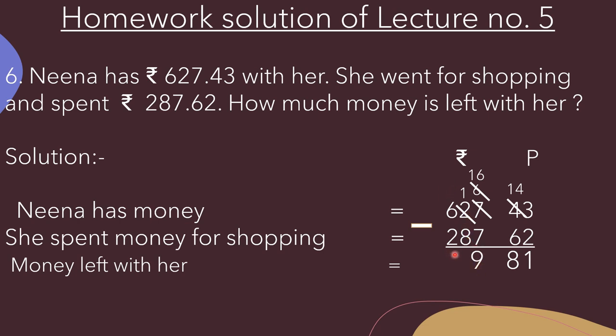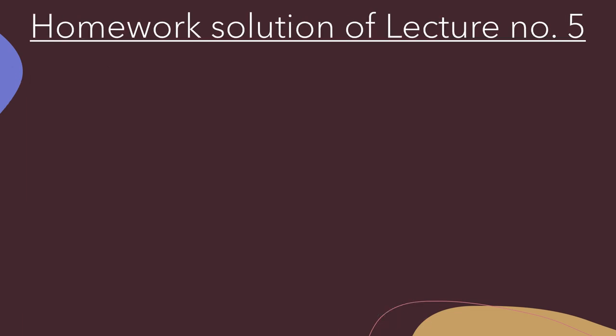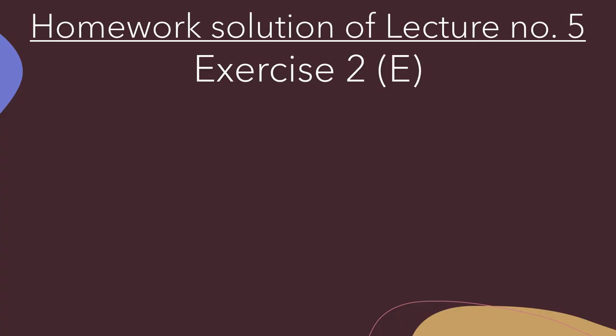1 minus 8, that is not possible. So this 1 will take borrow and it will become 1 plus 10, 11. And this 6 will become 6 minus 1, 5. Now 11 minus 8, that is equal to 3. And 5 minus 2, that is also equal to 3. So what is the answer? That is 339 rupees 81 paise. And collectively we can write it. Money left with her is rupees 339.81.